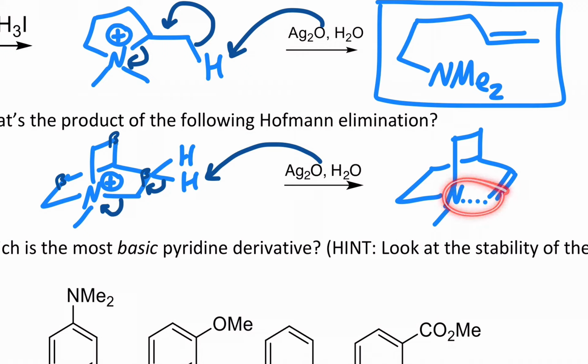It's no longer there. I just put a dotted line where it used to be, and we get a new alkene between the alpha and beta carbon in the original material.